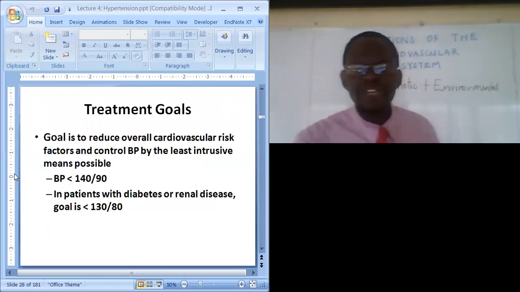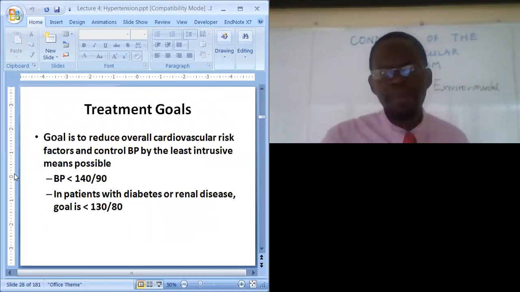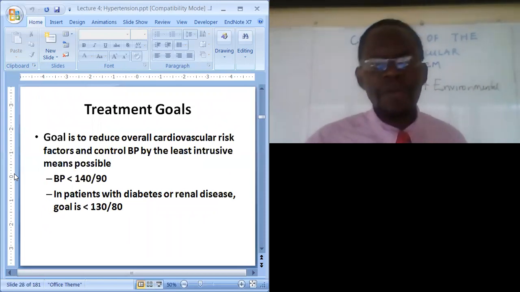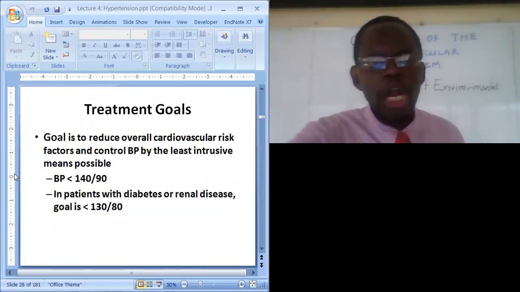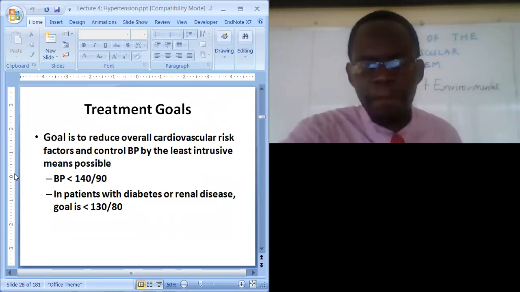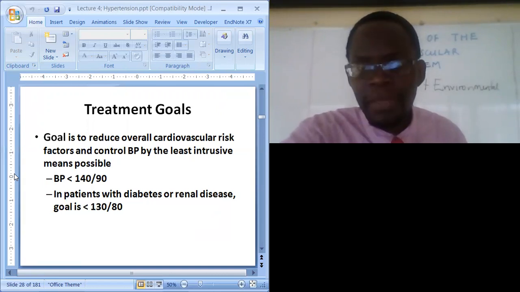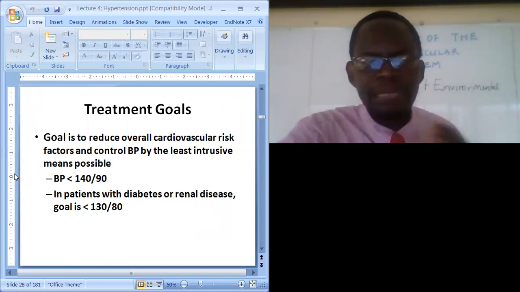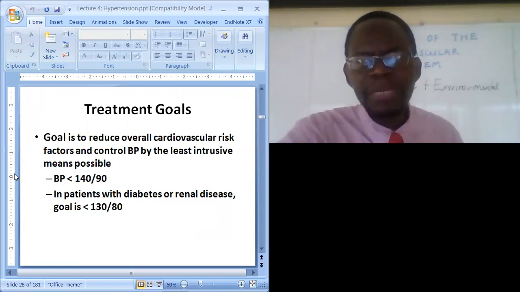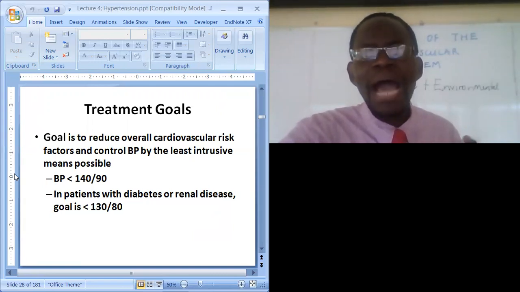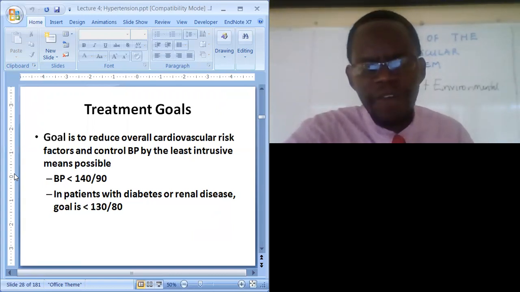Now, let's briefly talk about the goals of treatment of hypertension. It is very important that the goal of treatment should be to reduce the blood pressure. Our goal is to reduce the blood pressure to less than 140/90 in patients who do not have any other comorbidities. But in patients who have renal diseases and diabetes, our target should be to lower blood pressure to less than 130/80.